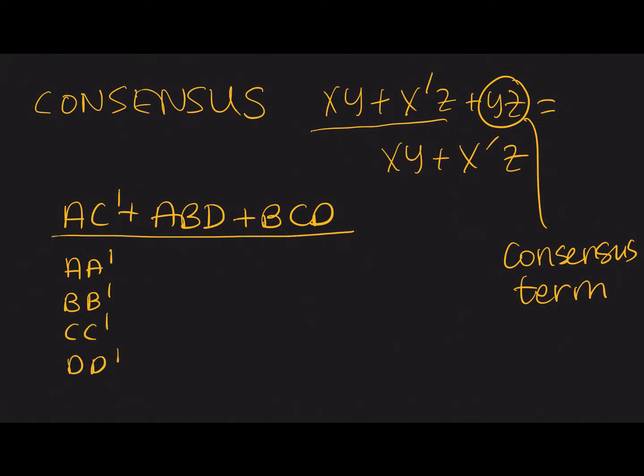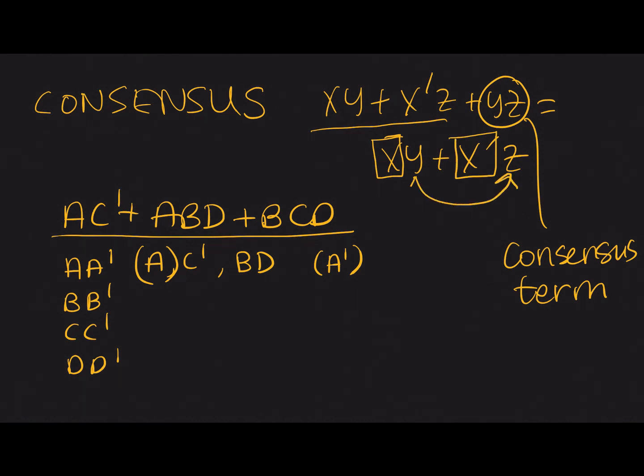I'm going to look for all of the terms that have an A. There are 2 of them. I have A, C prime, and A, B, D. There are no terms that have an A prime. If you look, we basically take whatever's ANDed with the unprimed term and that with whatever is ANDed with the primed term, and that gives us our consensus term. Because I don't have any primed terms for A, A does not contribute any consensus terms.